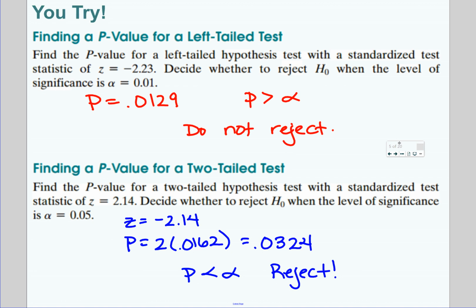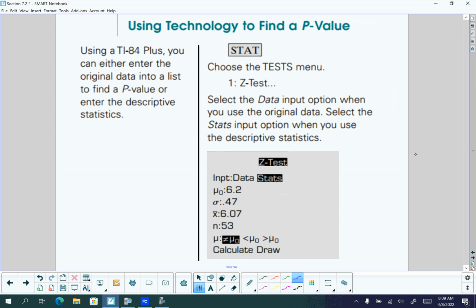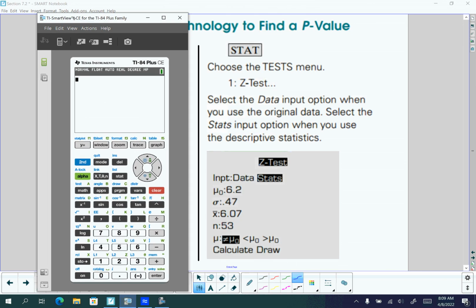All right, last problem is just how you can get a p-value from your graphing calculator. Let me show you this real quick. If you want to grab your graphing calculator, you can follow along. This slide walks you through the procedure. In order to do a z-test, a hypothesis test on your calculator, you do need some data, which you would have for any given problem.